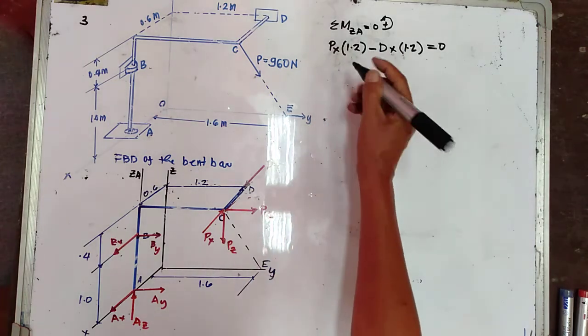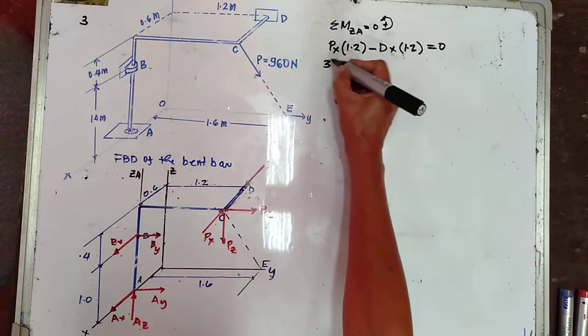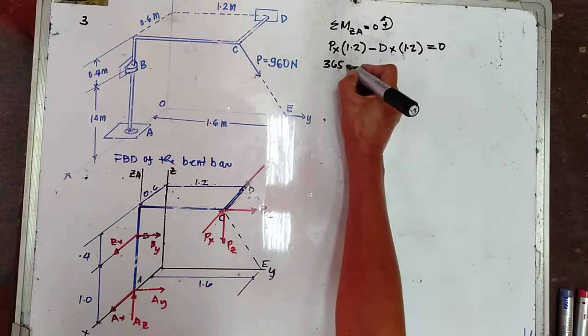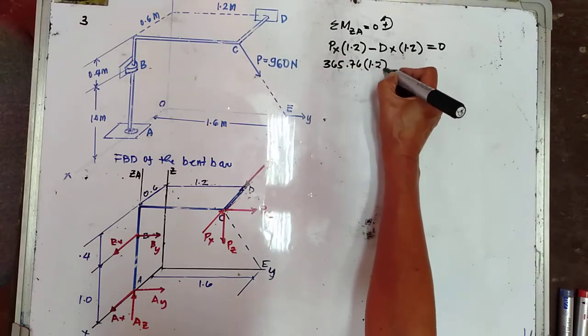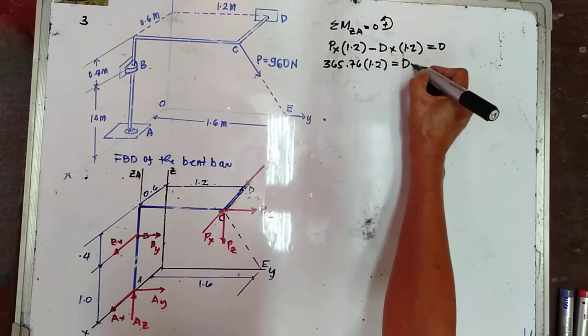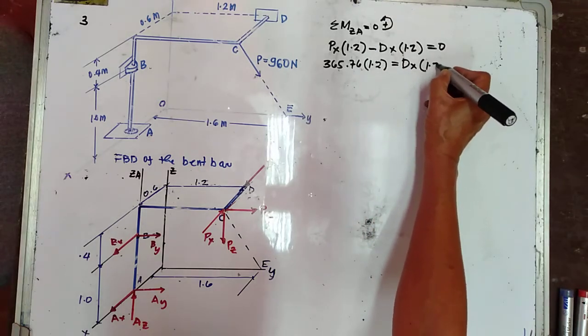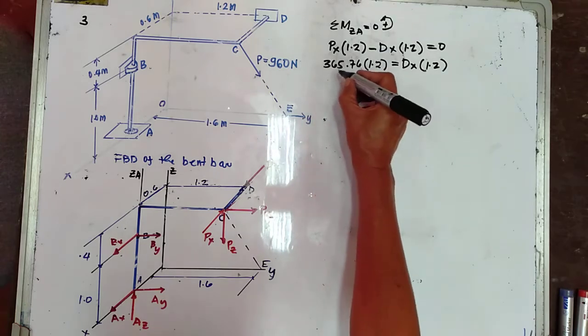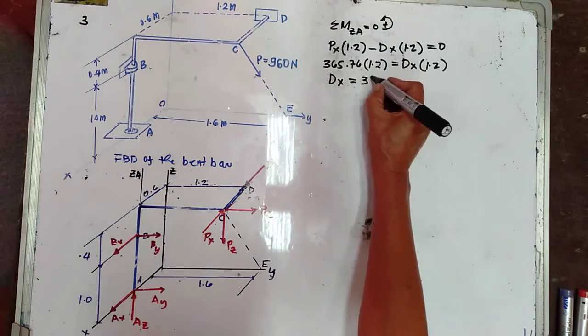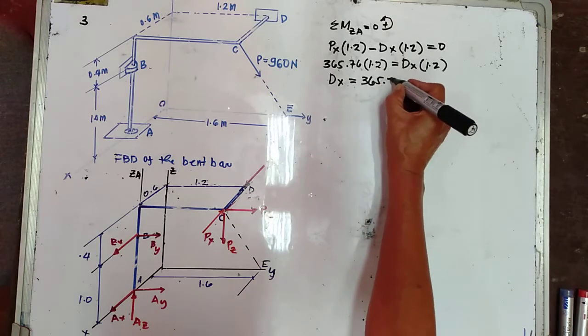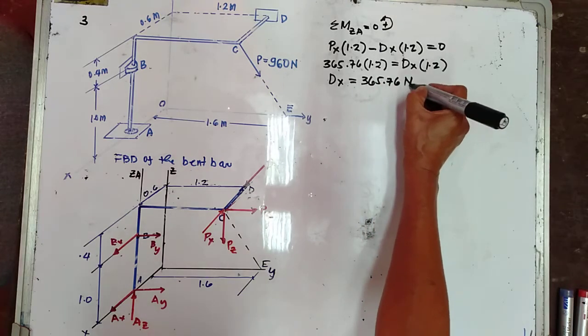Now the value of px is equal to 365.76 by 1.2 is equal to dx, multiply this by 1.2. Hence, your dx is now equal to 365.76 newtons.